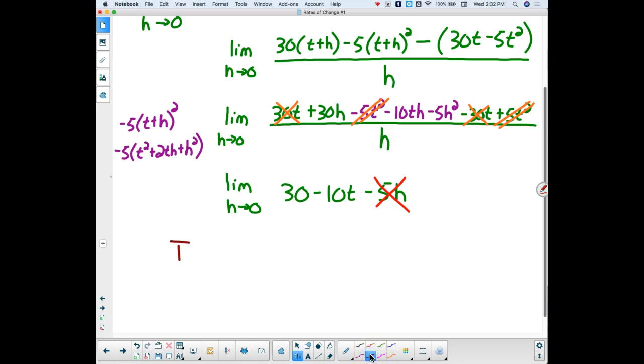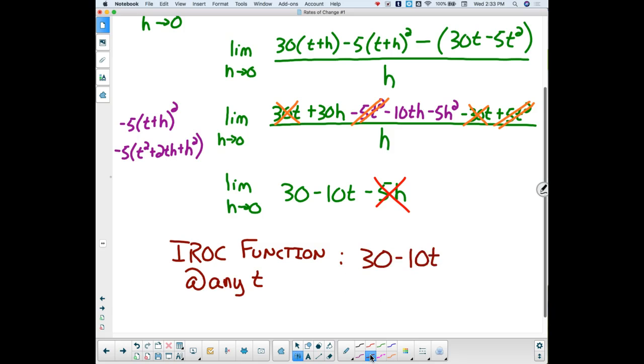So my IROC function at any t value is 30 minus 10t. So if I have to calculate the instantaneous velocity of my object at 2 seconds, 10 times 2 is 20, 30 minus 20 is 10. We just found that. Okay? If I wanted to calculate it at 4 seconds, 10 times 4 is 40. 30 minus 40 is negative 10. So my object is moving at negative 10 meters per second.